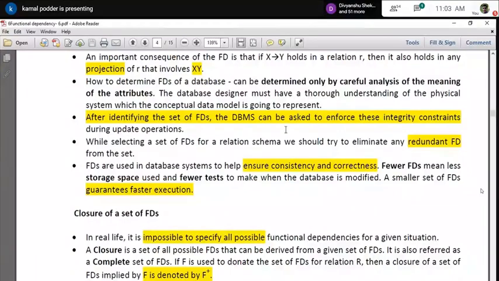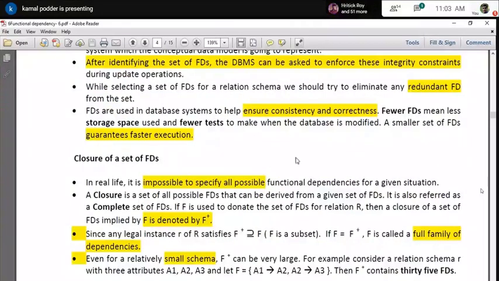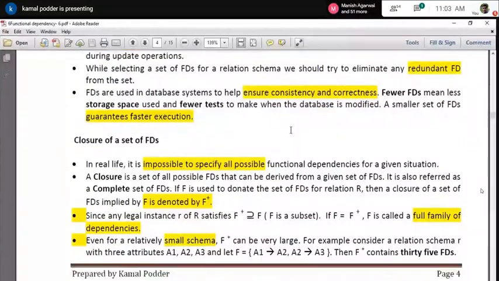Okay, while selecting a set of FDs in a relation scheme, we should try to eliminate any redundancy. That is the reason that after identifying the FDs, you have to exclude the redundant FDs. Okay, do not implement the redundant FDs unnecessarily. It will basically take more time for executing any operation.